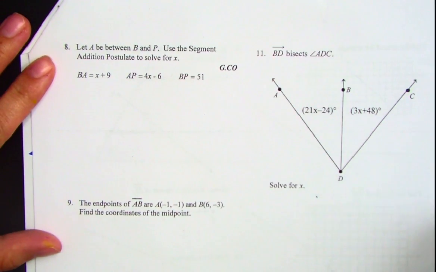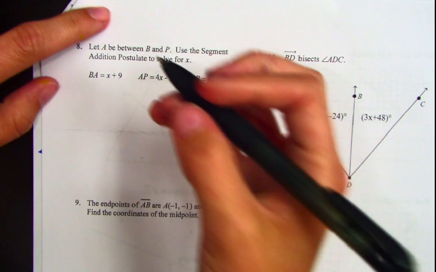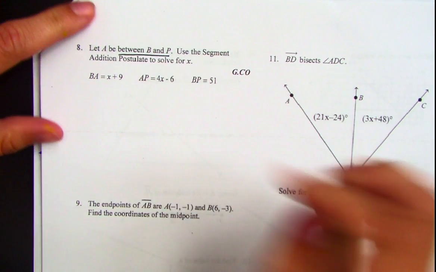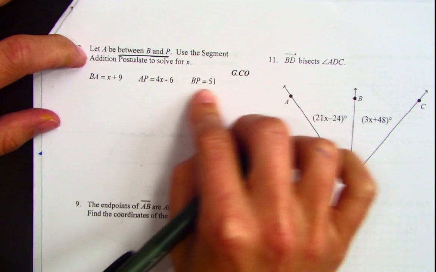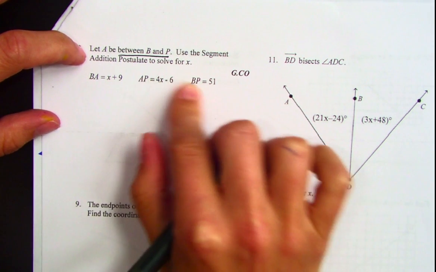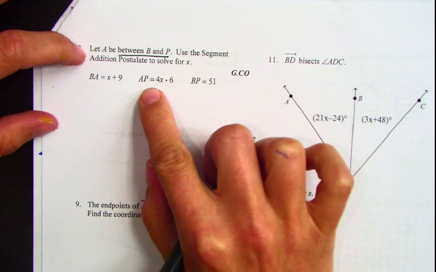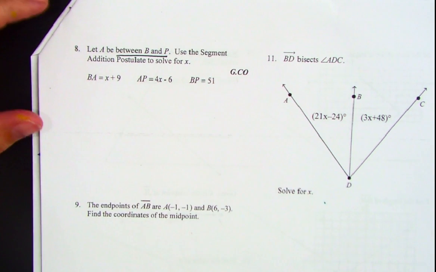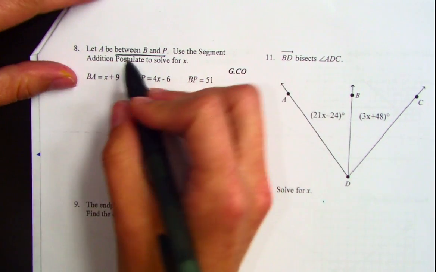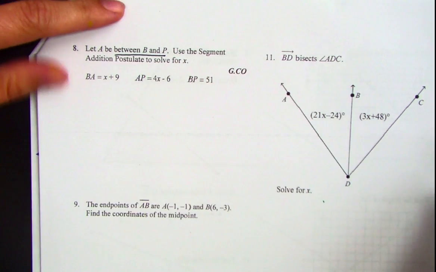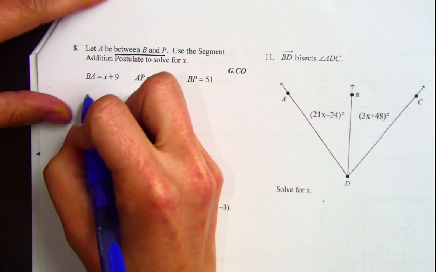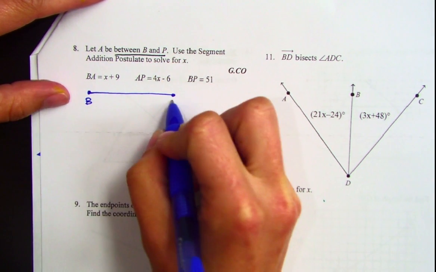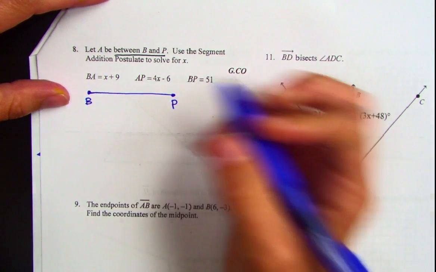Number 8, we're going to let A be between B and P. We're going to use the segment addition postulate to solve for x. So given all this information, it's going to make my life easier if I just draw a visual. I always want to draw a visual if they don't give that to me. So let A be between B and P would look like this. Here's B, here's P, and then A is going to be somewhere between them.